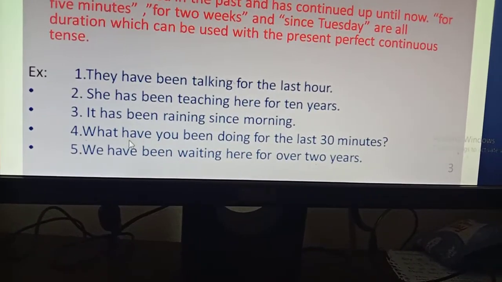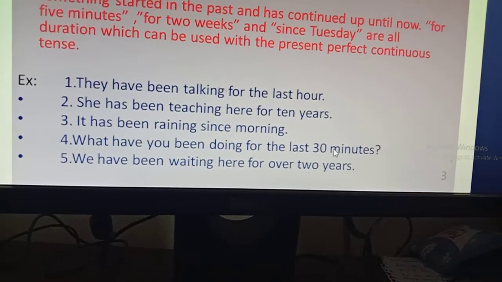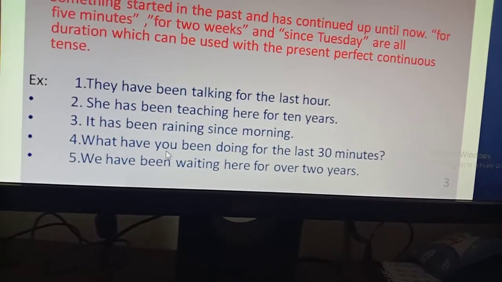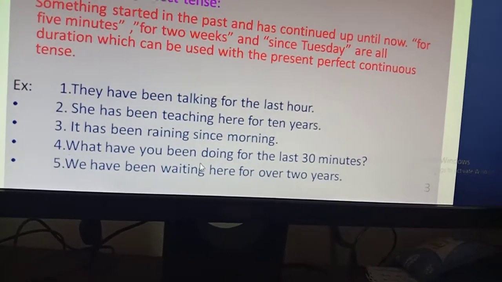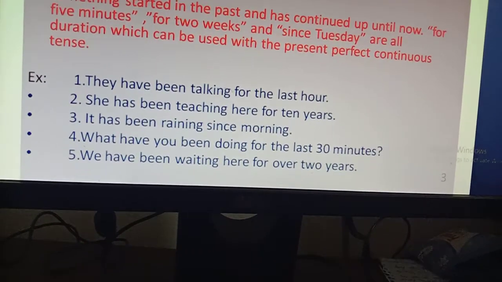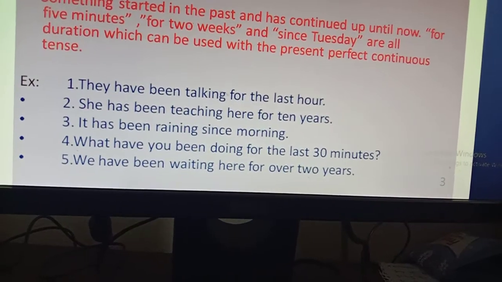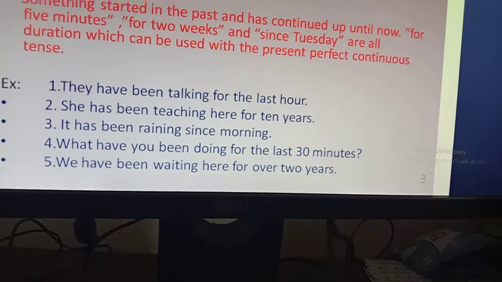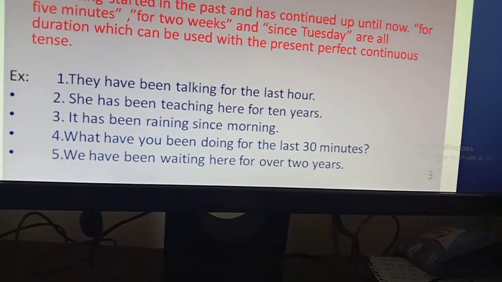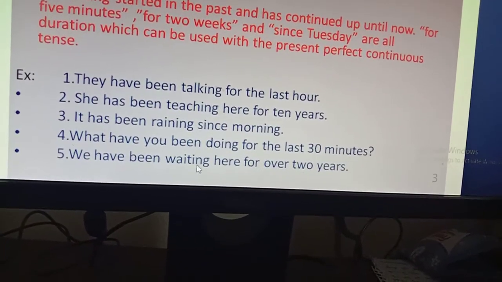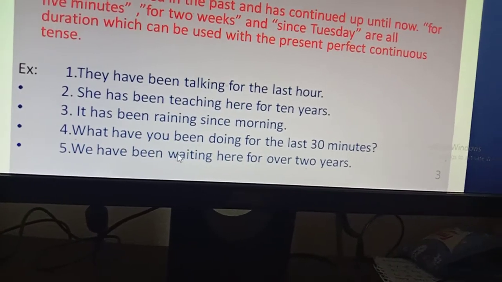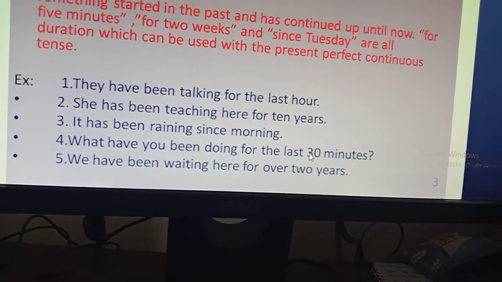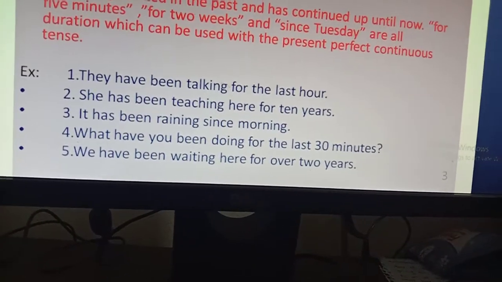Then number 4: what have you been doing for the last 30 minutes? This is an interrogative sentence, and in an interrogative sentence you can also use present perfect continuous tense. So if you started any work before and you are doing it till now, and you want to ask a question about it, you are going to use present perfect continuous tense. So if you want to ask someone, what have you been doing for the last 30 minutes, you are going to use present perfect continuous tense.